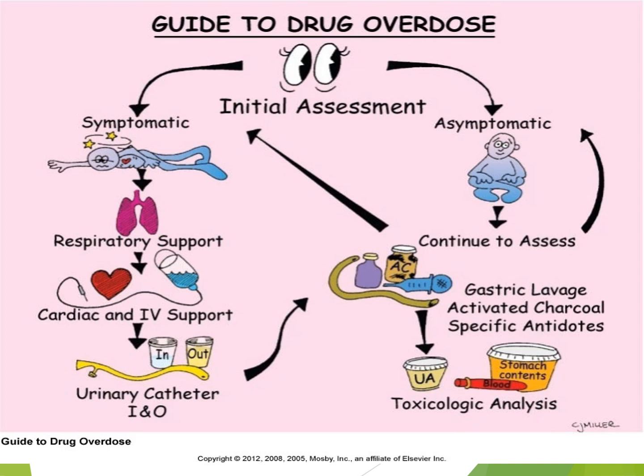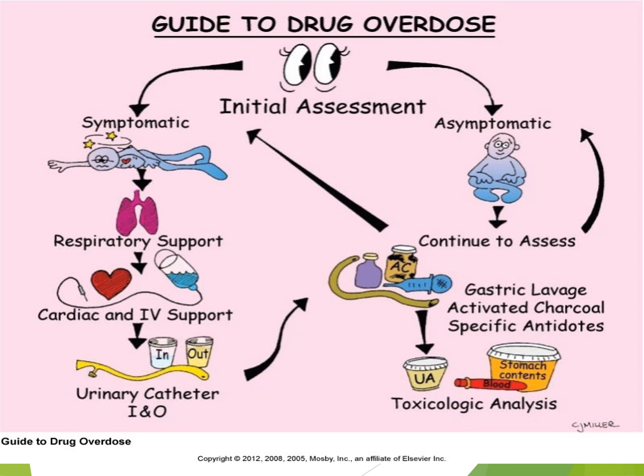It's a good point to know this is a guide to drug overdose, right? So you do your initial assessment. Are they having signs and symptoms, right? Symptomatic. Then you look at respiratory support, cardiac and IV support, urinary catheter, I's and O's, right? If they're asymptomatic, you continue to assess. Again, if they become symptomatic, you follow that chain, right? Airway, breathing, circulation, right? The respiratory, cardiac, urinary catheter. And if there's an overdose, you look at other options that might be ordered: gastric lavage, activated charcoal, and make sure you know your antidotes from the antidotes chart, right?